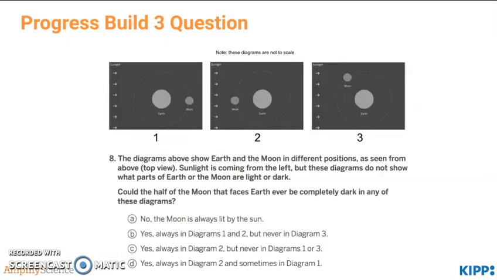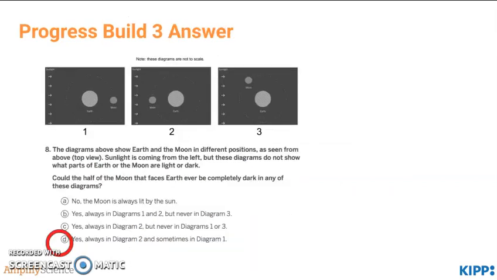Here's a Progress Build 3 question. Take a few moments to answer it and hit resume once you are ready to go. The answer is D. These questions got a little bit tricky for kids. They need to know that in diagram 2, the half of the moon facing Earth is not illuminated by the sun, so it will always be dark because that is a new moon phase.